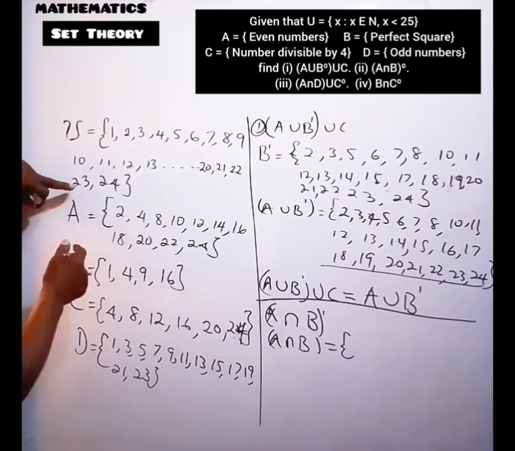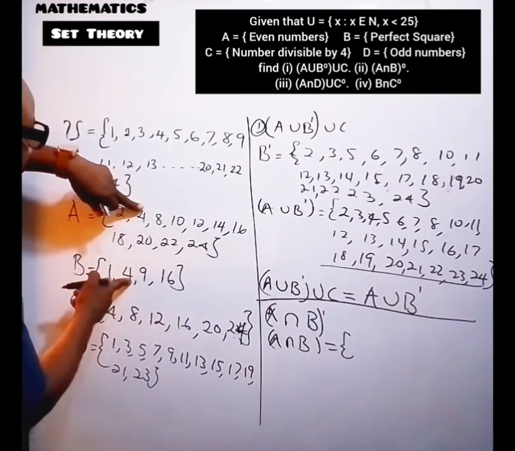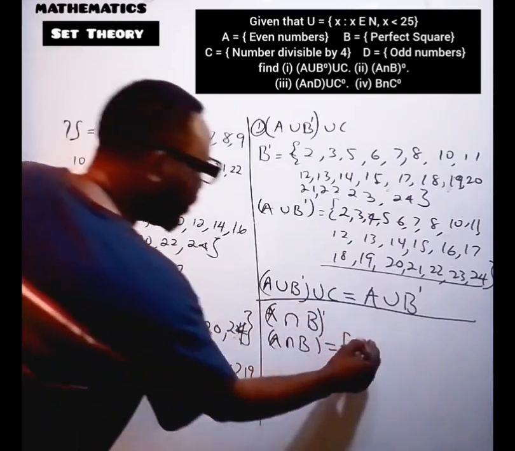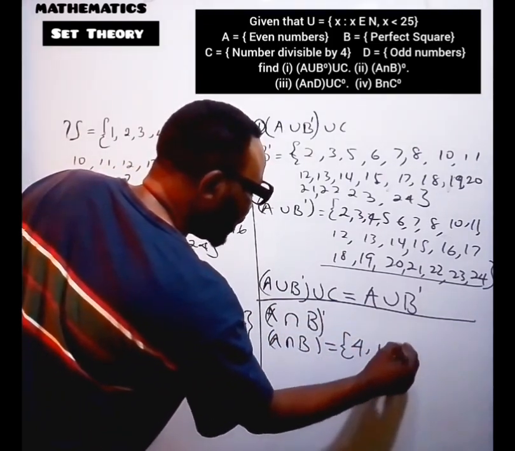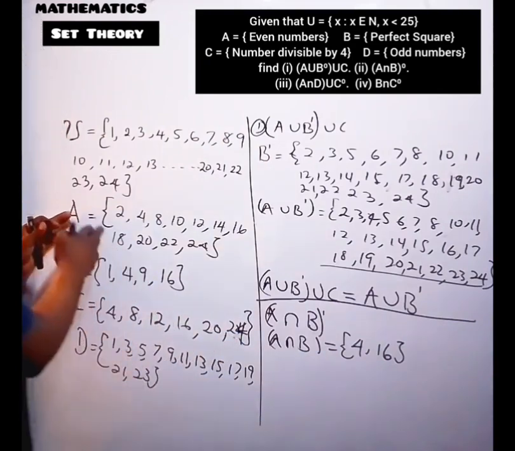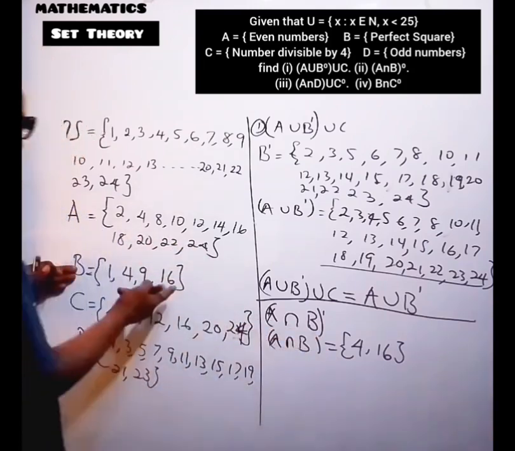A intersection B will be 4 and 16. That's the value of A intersection B.